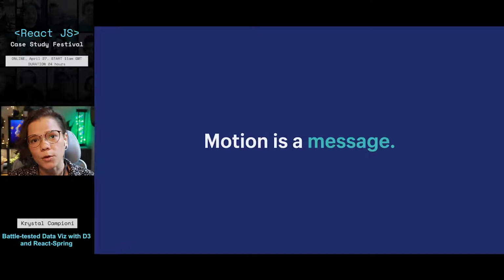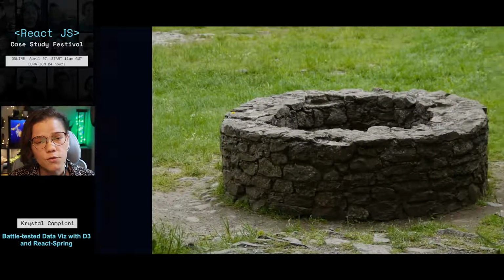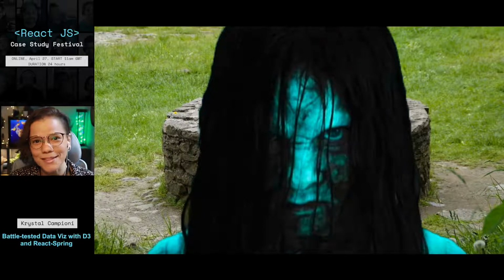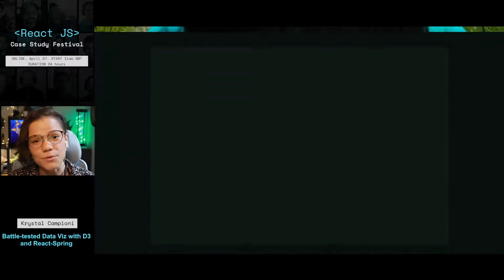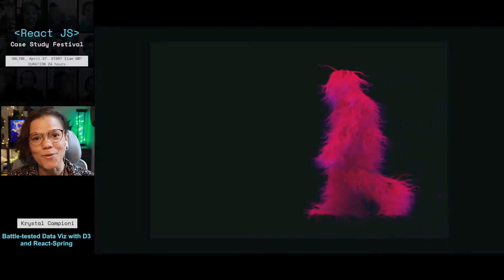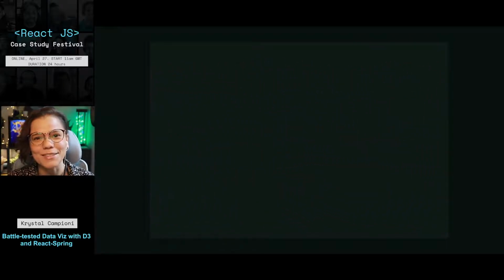Before we actually start talking about code, there's one topic that I always like to cover because I think it's super important. Motion is a message. If you think about it, in real life, things don't just pop in your face. It would be really, really scary if they did. Instead, what happens in real life is that things move from one place to the other, like this furry monster walking in real life from one side of the screen to the other.